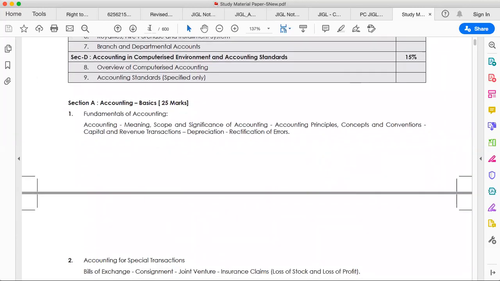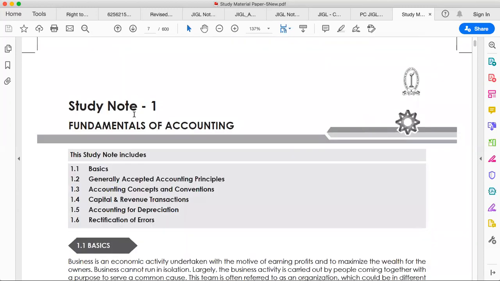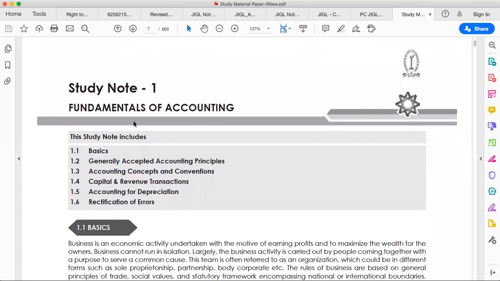Okay, so we'll start with the first chapter, that is fundamentals of accounting. This is the basic of accounting: how accounting is done, why accounting is done, who does the accounting, what documents you require, and all these things. You have already seen this in 11th foundation. This is the same thing, we are just going to revise it.